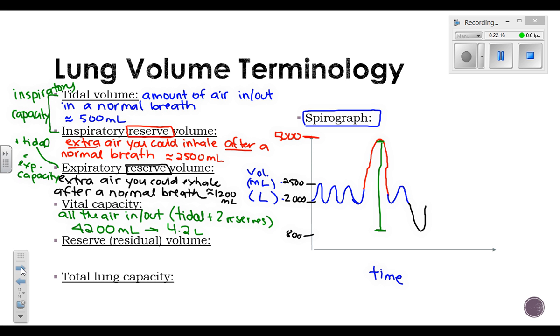That's how you'd convert. So this means a pretty typical person can breathe in and out somewhere in the neighborhood of 4 liters of air if they took the biggest breath in possible and the biggest breath out possible.